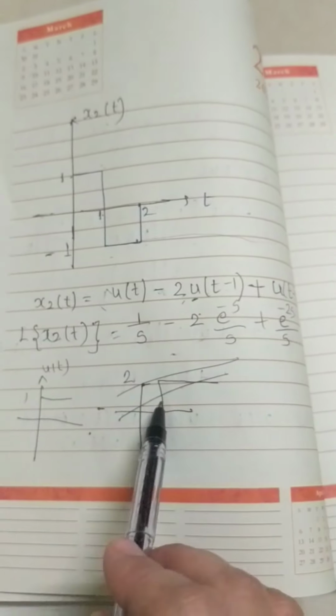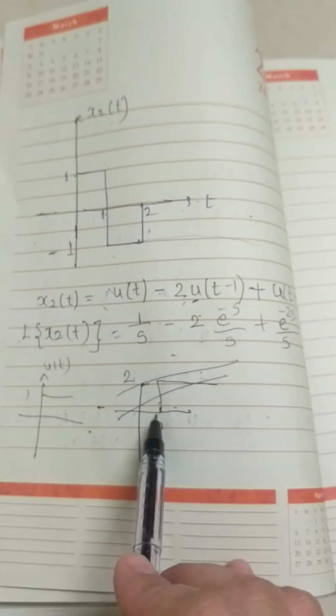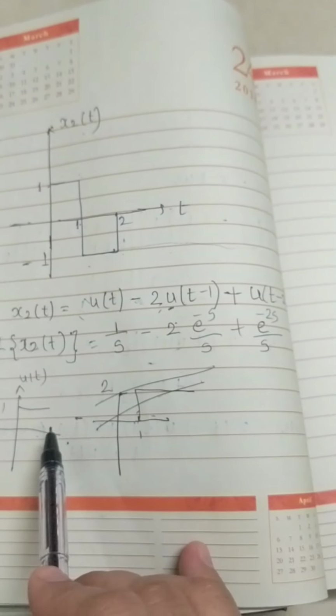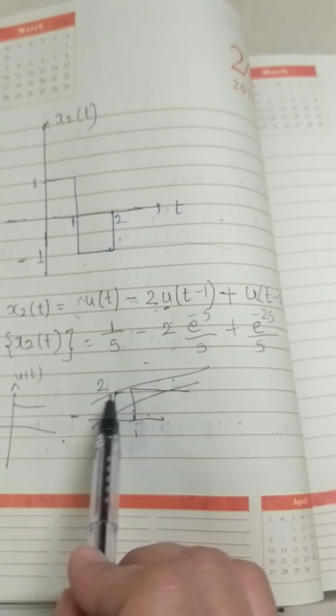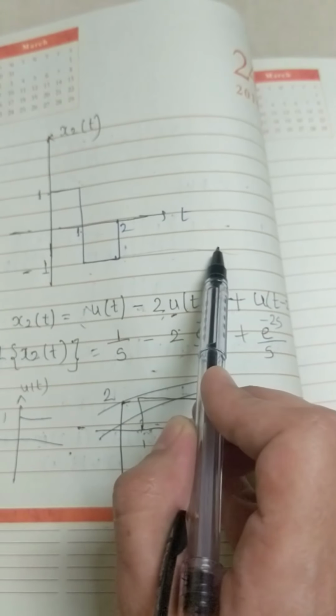So if I subtract this 2 signal, then from 0 to 1 only this signal is absent. So we'll get plus 1 amplitude. But 1 onwards, whenever we have 1, then 1 minus 2 is minus 1. So then the subtraction is minus 1, minus 1, minus 1.